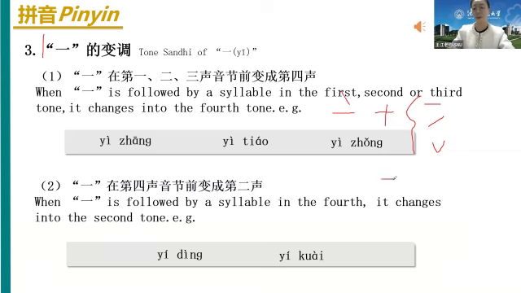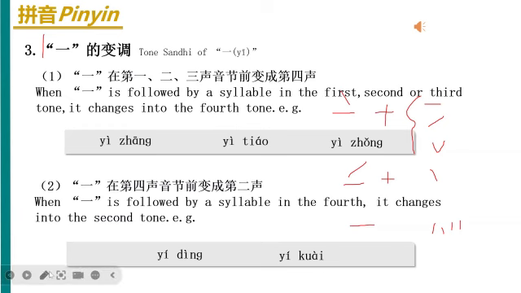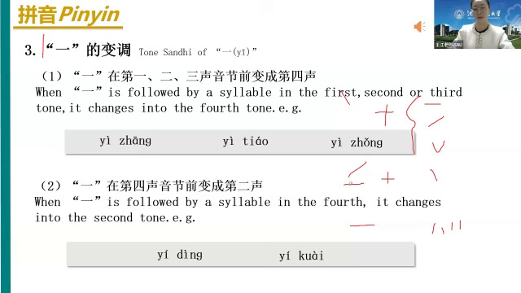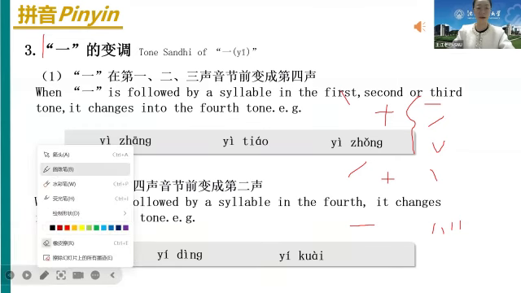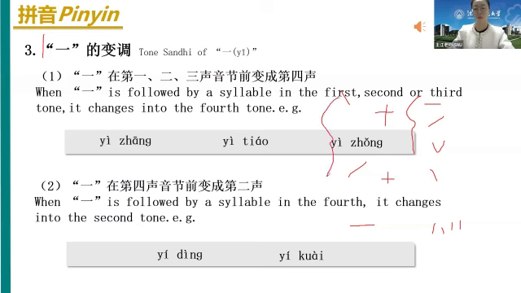But when it is put before another fourth tone, which tone shall we read it? Second tone, yes. And when it is used alone or in a number, which tone shall we read it? First tone, yes. So it has 3 tones: the first tone, second tone, and the fourth tone. So you must memorize this rule. That is one of the rules of tone Sandhi of 一.